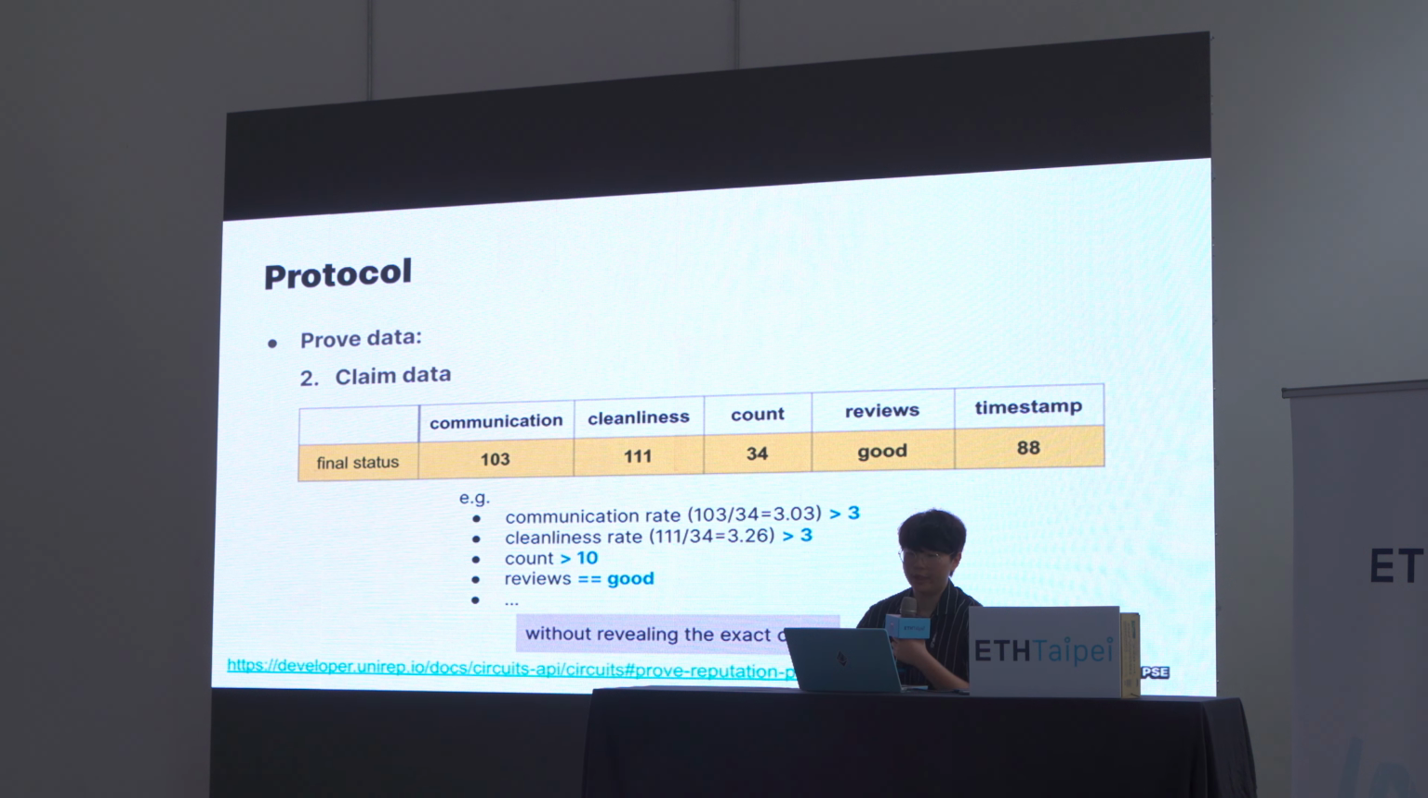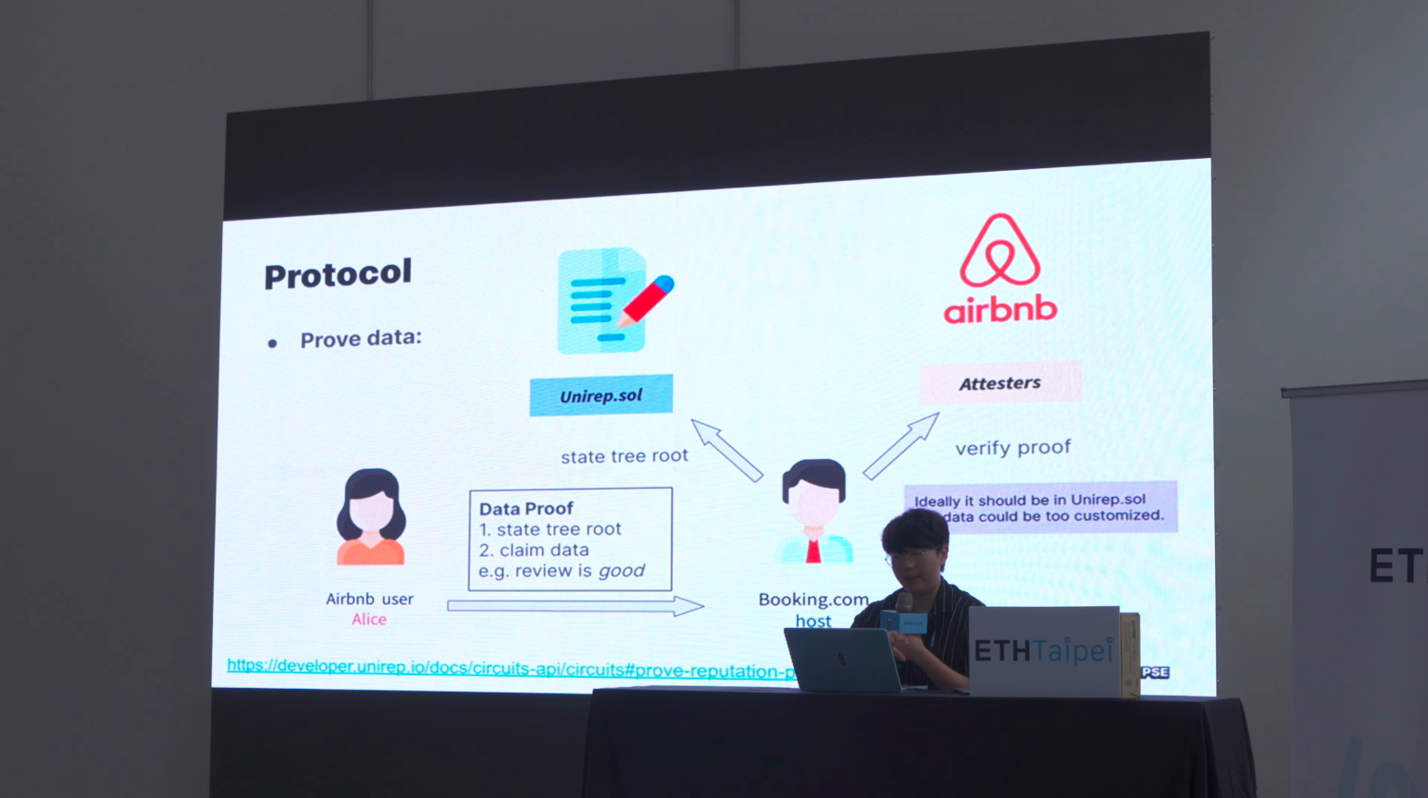Yeah, and then when Alice generates this kind of proof, for example, to prove that my communication rate is more than 3, he can submit this proof to the Booking.com host, and then the host can verify this proof with the Airbnb verifier. But actually, this proof should be in the Unirep smart contract, but the circuits could be really customized.